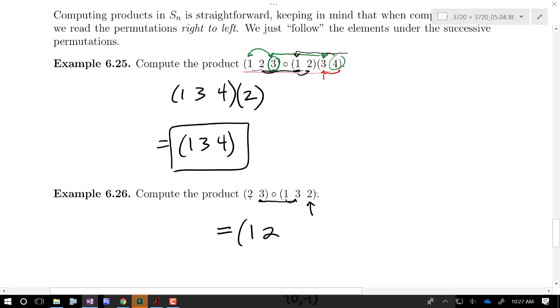This cycle will send that to 1. Okay. And then what does it do to 1? Does it go anywhere? Yeah, it sends it to 1, and then I keep moving back, and 1 doesn't show up anywhere else. So that means 2 gets sent to 1, and we close off those parentheses. What does it do to 3?